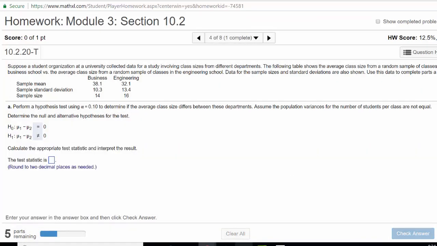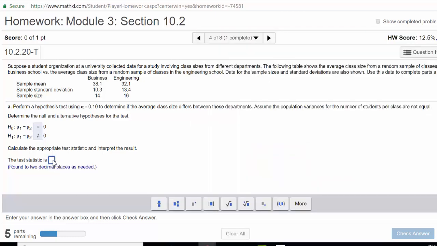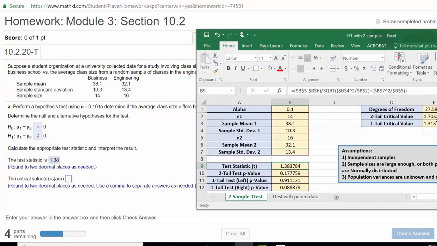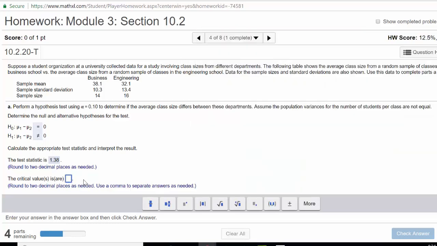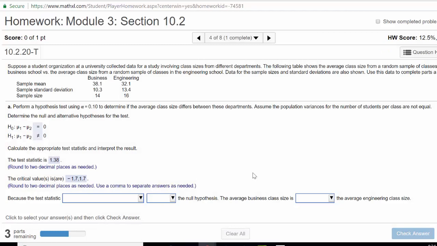Okay, test statistic. Let's go back to our Excel file. Test statistic is right here. They want us to do 2 decimal places, so that's 1.38. Okay, critical values. Again, we're looking at two-tailed critical values, right? So that would be negative 1.7 and positive 1.7. Good to go so far.